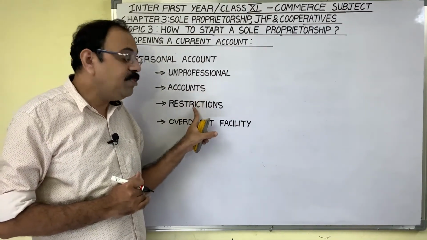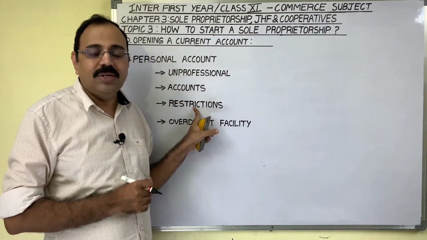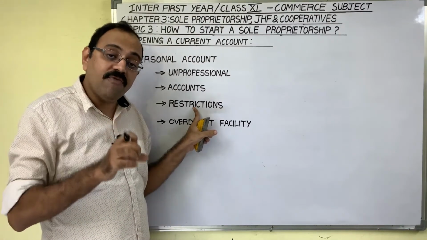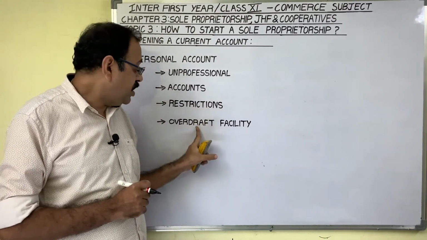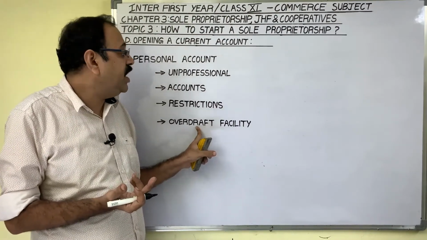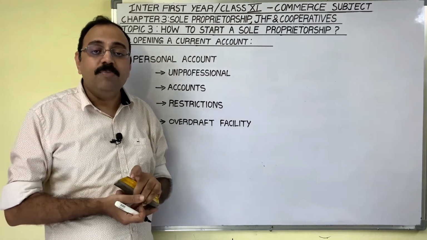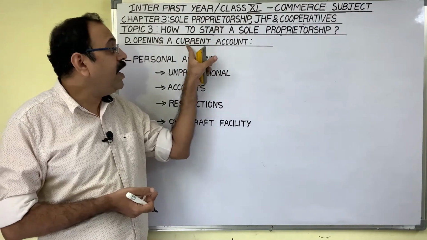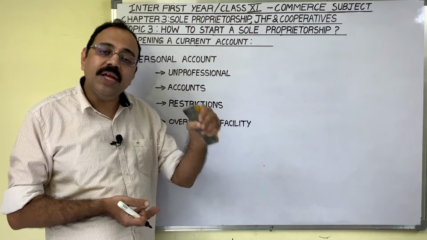Then third problem is, a personal bank account means generally a savings bank account. In case of a savings bank account, there are some restrictions on the number of withdrawals per day and the amount which can be withdrawn per day. Next one, overdraft facility. A proprietor cannot avail overdraft facility in case of personal bank accounts. Therefore, every businessman prefers to have a business account. Business account means a current account. Proprietor can open this current account with any scheduled bank.